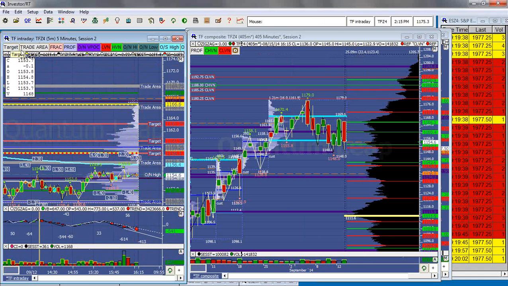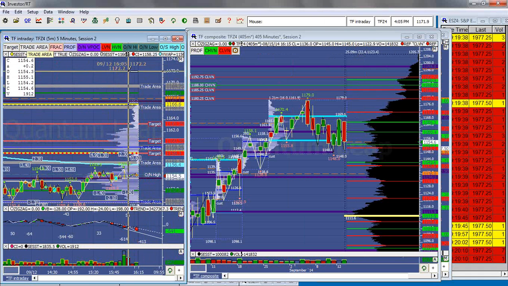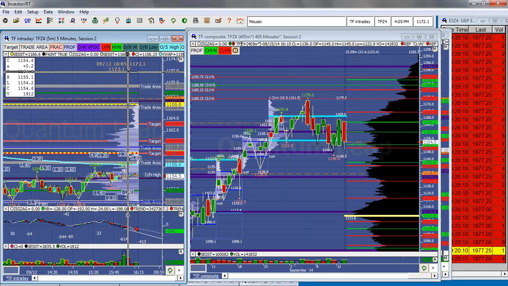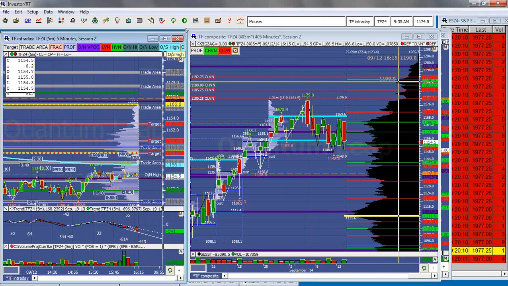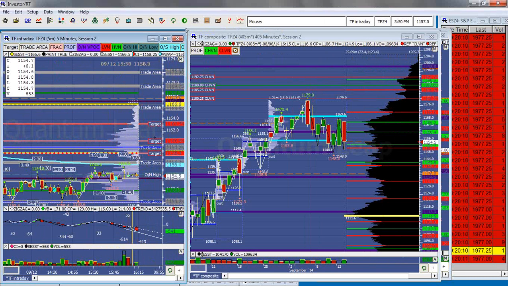And then above that, the other area, the big resistance, is going to be the 72 area. And above 72, I'm expecting a much bigger move up into this 88, 92, and 98.50.